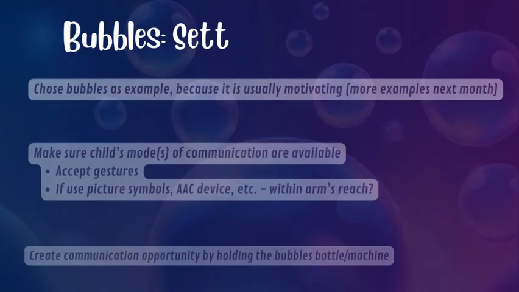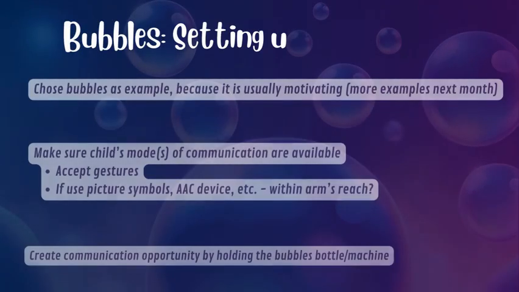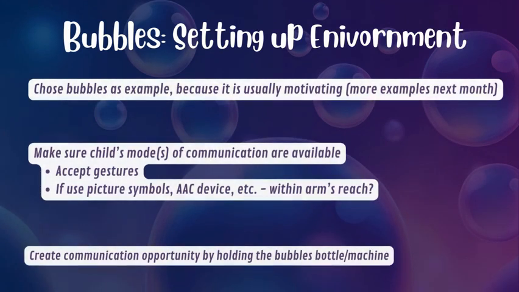Okay, so before we even get started, we're going to set up the environment to promote communication. So I'm using bubbles as an example because it's usually motivating. If it's not motivating for your child, don't worry, there are more examples to come next month. Make sure that your child's modes of communication are available. Accept gestures, they communicate. And if your child uses picture symbols or an AAC device, is that within your child's reach? Finally, you're going to create communication opportunities by holding the bubbles or the machine. That way it creates the need for your child to communicate.